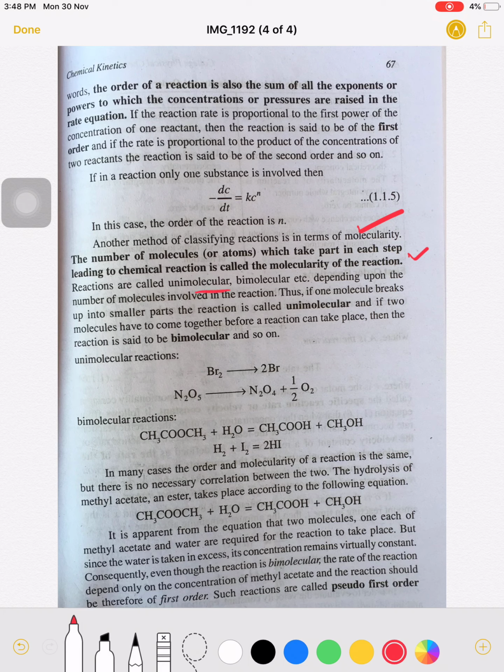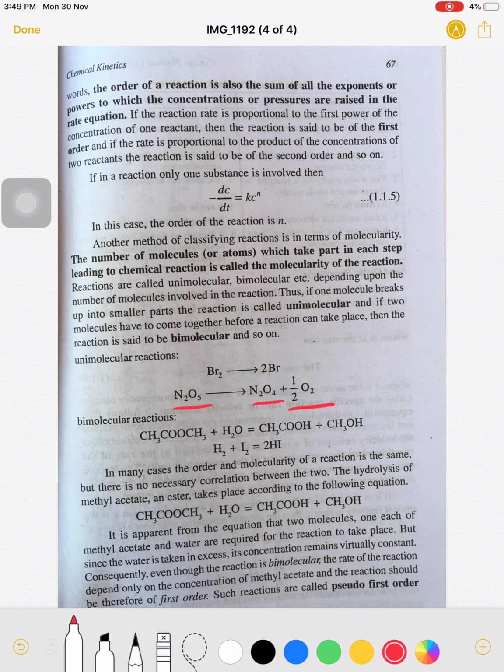Reactions are called unimolecular, bimolecular, depending upon the number of molecules involved in the reaction. What is unimolecular? If only one molecule breaks into smaller parts, the reaction is called unimolecular. If two molecules have to come together before a reaction can take place, then the reaction is said to be bimolecular. If you see these unimolecular and bimolecular reactions, Br2 gives two Br radicals, and N2O5 gives N2O4 and half oxygen is evolved.